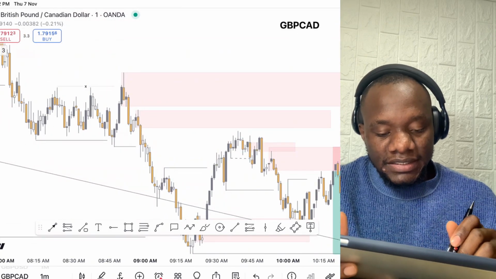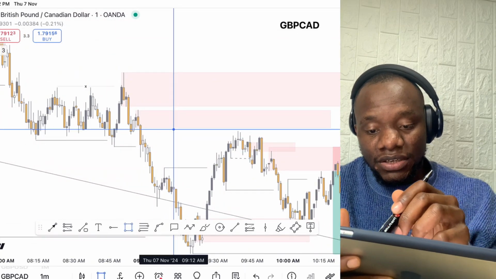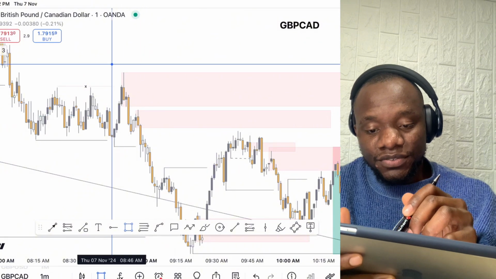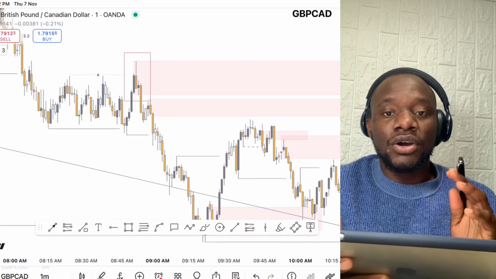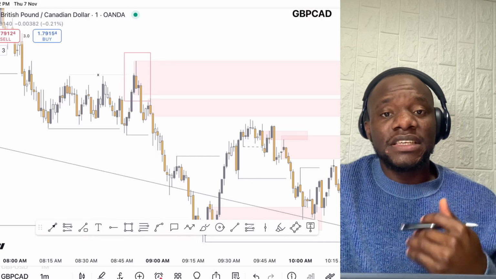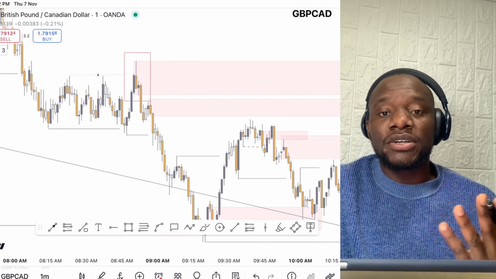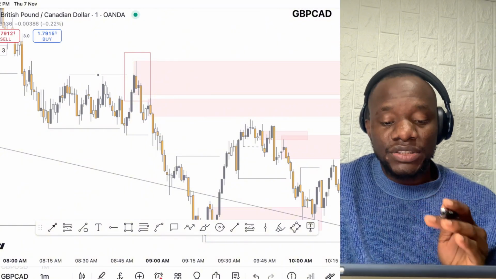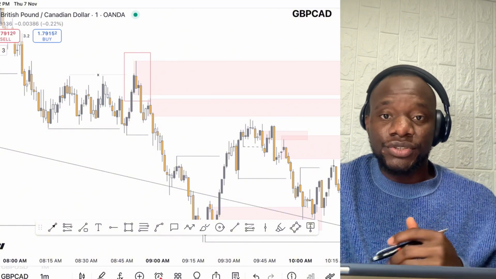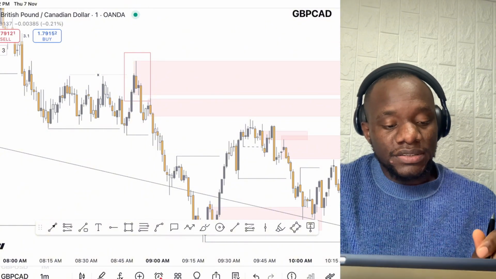So I found out that there is a liquidity of the day already that was formed from this zone. Okay, that was the liquidity of the day. So for the fact that I've seen the liquidity of the day, I don't care about whatsoever thing the market might be saying anymore. All I want to do is just to place my trade and go with it.